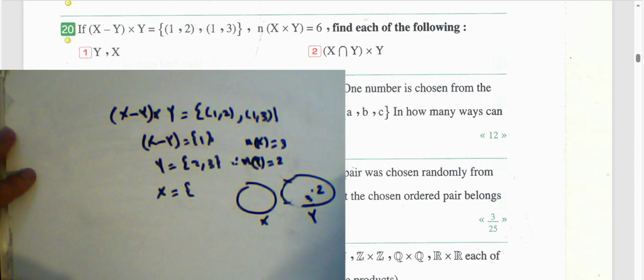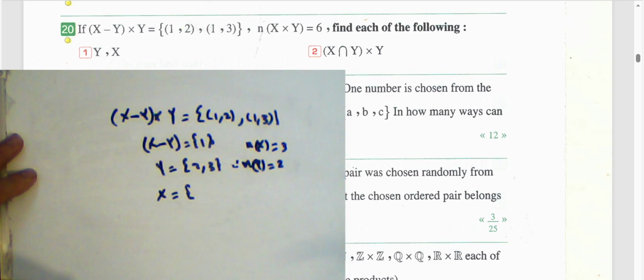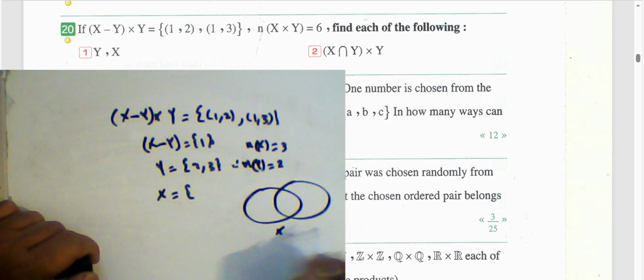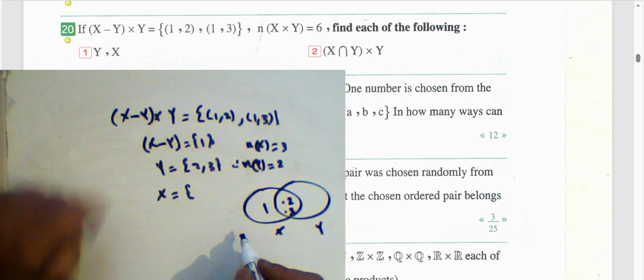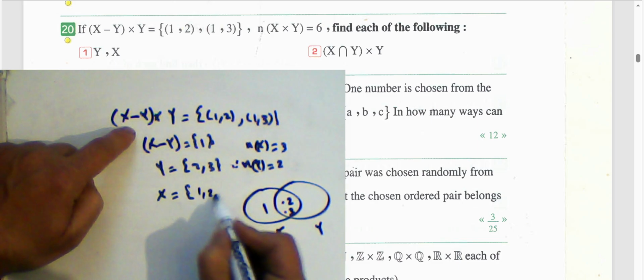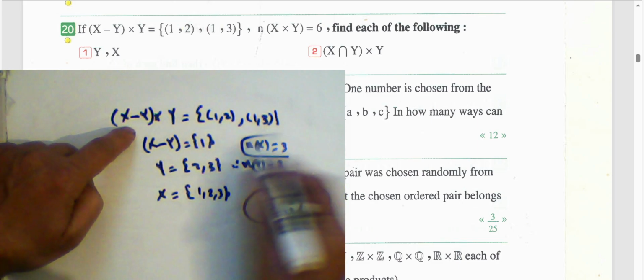Okay, my students, I will put here the intersection between the sets, like this. We have X and Y. I will write here 2 and 3, and X equal 1. X minus Y will be 1, and Y equal to 3, then X equal 1, 2 and 3, because X has 3 elements.